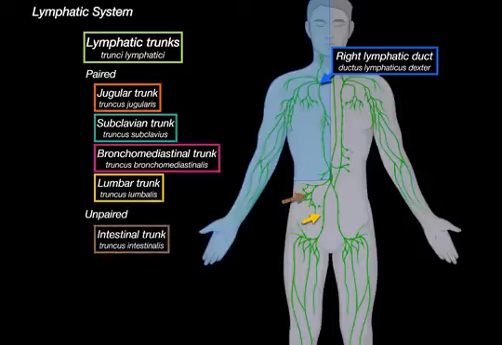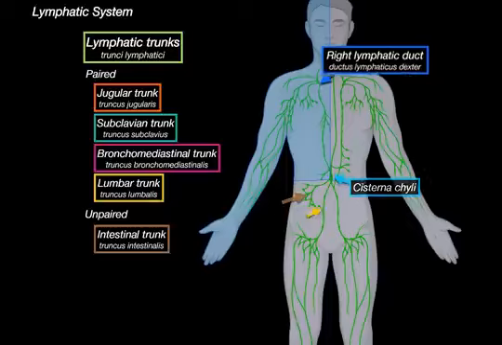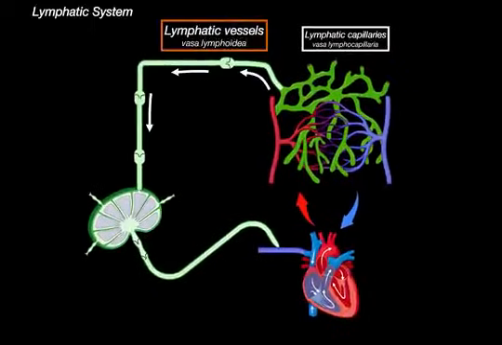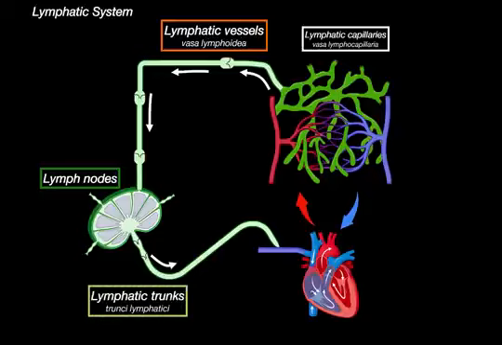These trunks converge into a dilated sac called the cisterna chyli. From here, lymph travels upwards through the thoracic duct. The thoracic duct is the main lymphatic channel in the body. It receives lymph from the rest of the body and drains into the venous circulation at the junction of the left subclavian and the left internal jugular veins. So, as you see here, lymph flows from the lymphatic vessels, passes through several lymph nodes, and as it continues towards the heart, these vessels unite to form lymphatic trunks, which then merge into larger lymphatic ducts.